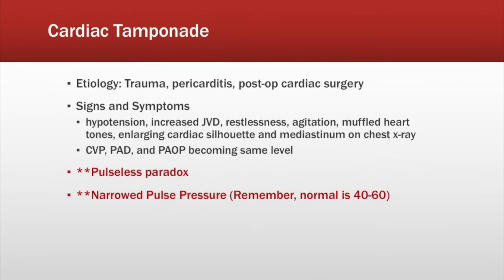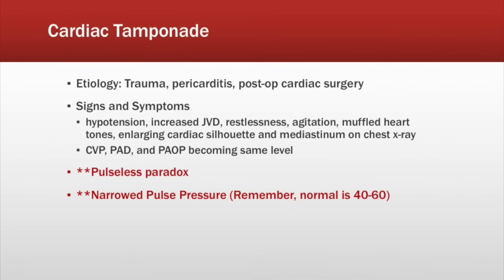So remember 40 to 60 is the normal pulse pressure. You're going to see that get down below 40. So you could see your blood pressure getting to 90 over 60, 90 over 70, that sort of thing, or 80 over 50, 80 over 60. Just be aware of that. So pulsus paradoxus and narrowed pulse pressure for your cardiac tamponade.